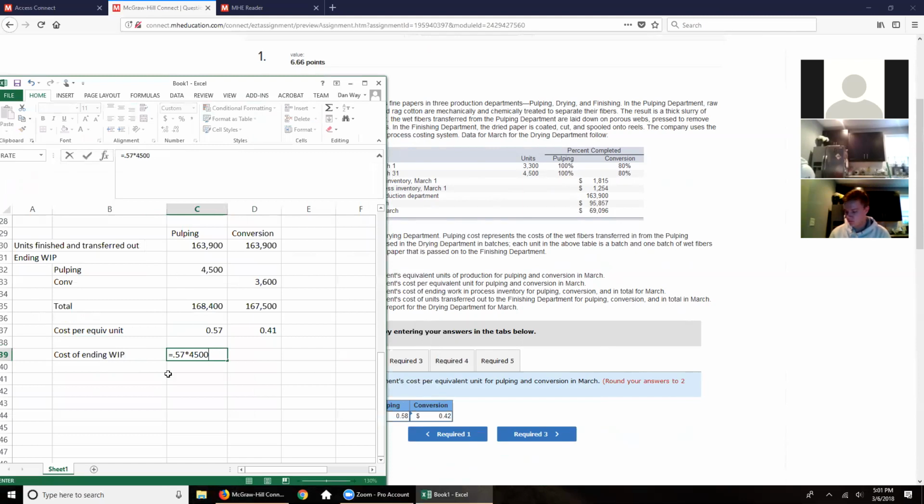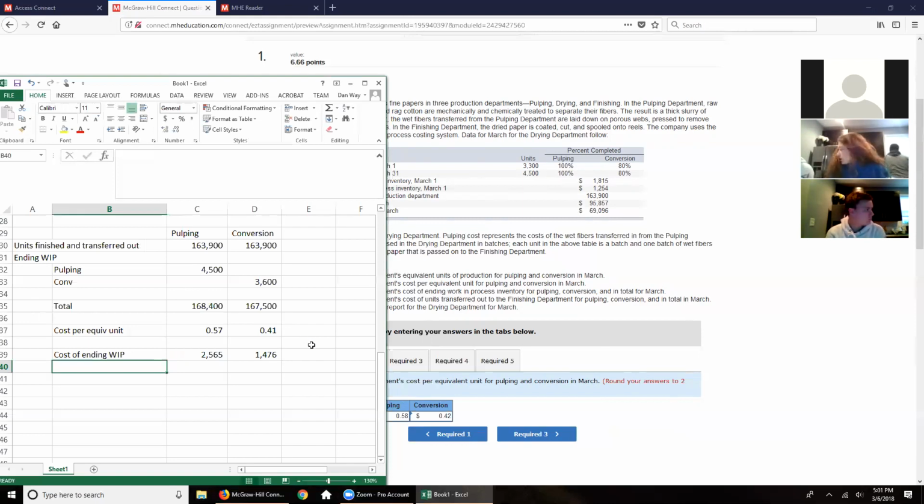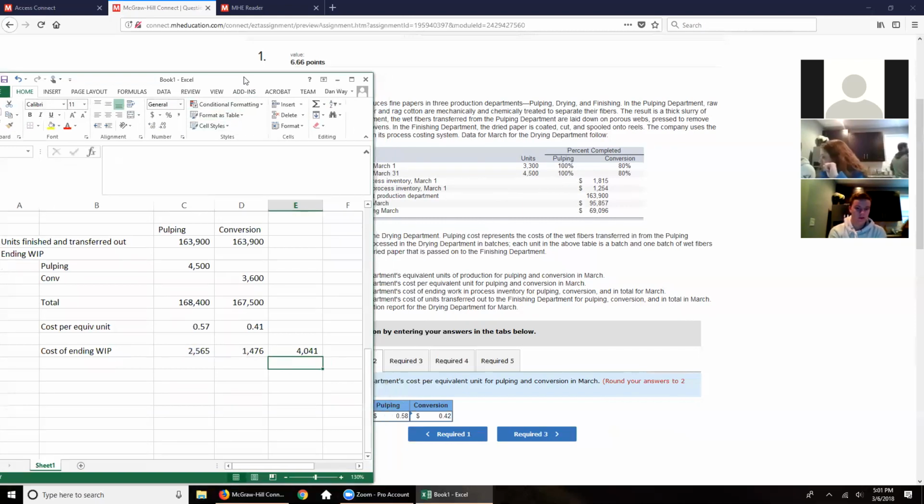So for pulping, it's the 57 cents per equivalent unit times those 4,500 equivalent units I had. Right. And then similar deal for conversion, the cost per equivalent unit times equivalent units. And there's my cost of ending WIP. Oh, and then total, I guess they wanted, so I can just sum those up. What part was that? That was part 3. Yep.